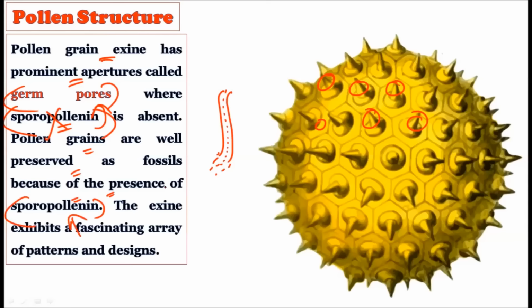Okay, so pollen grains are well preserved as fossils because of the presence of the sporopollenin. As we have rightfully discussed, why did they get fossilized successfully? Because of the presence of the sporopollenin. The exine exhibits a fascinating array of patterns and designs. As we have discussed, the different angiosperm plants produce different patterns and designs of this exine, and that is why they are quite unique to that species only, right?